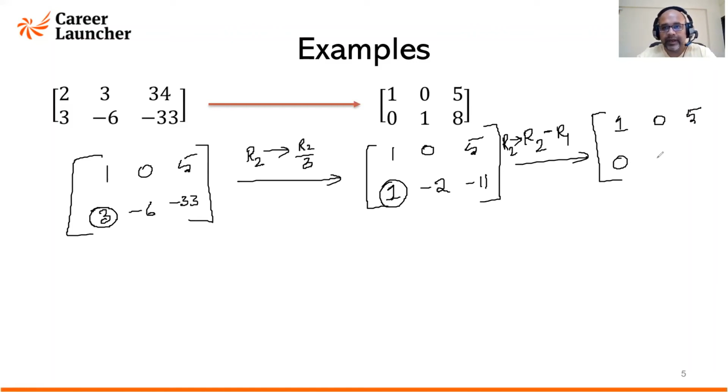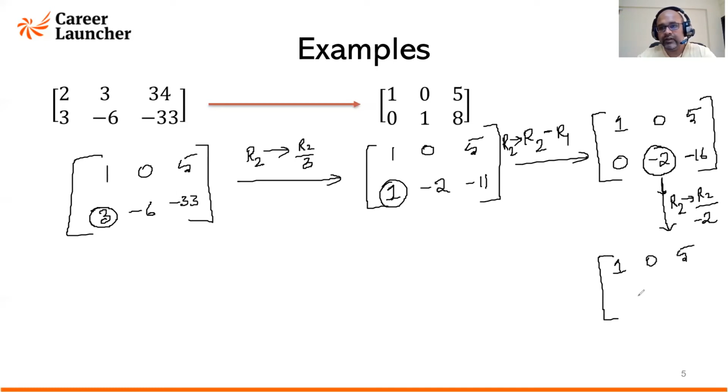First R2 should come, keep in mind. So minus 2 minus 0, minus 2. Minus 11 minus 5, which is minus 16. Now the next job will be to convert this into 1. So if I want this to become 1, I will take it as R2 by minus 2. So what do I get from here? I get 105. 0 by minus 2 is 0. Minus 2 by minus 2 is 1. Minus 16 by minus 2 is 8. So I got it in the form of 1001, which means 5 is x, 8 is y.